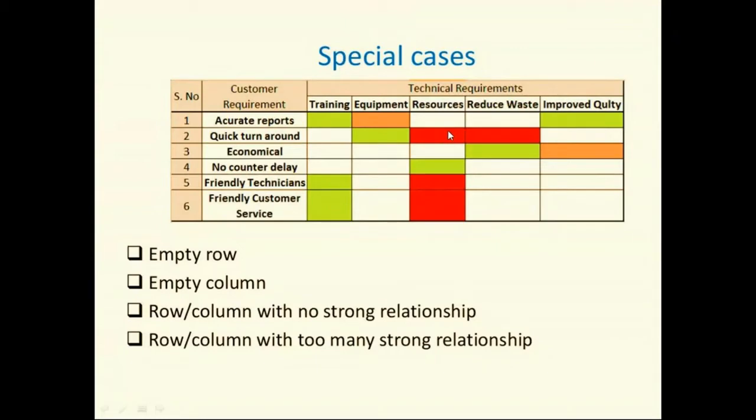And there is no relationship between reports and resources. There is no relationship, so it is left blank. In this way, the coloring will also indicate the points. Green will denote 9 points, orange 3 points, red 1 point, and the empty space denotes 0 points. So there you can see there is an empty row, an empty column, a row or column with no strong relationship, and a row or column with too many strong relationships. All this can be calculated, which will give you the assessment of the customer requirements and the technical requirements.